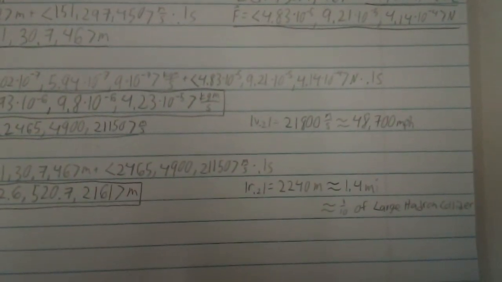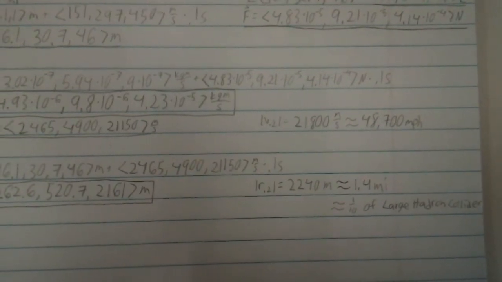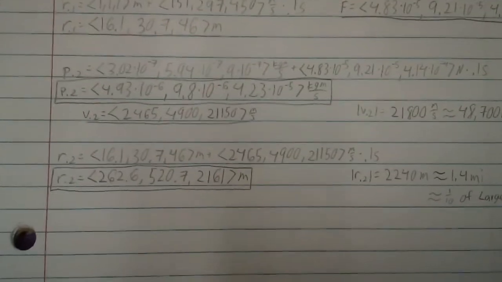And I guess I chose some rather odd numbers because our particle is now moving at about 48,000 miles per hour, which is somewhere around the particle accelerator. But we'll just work with it.